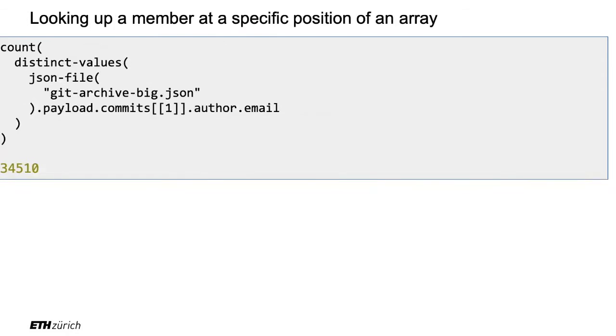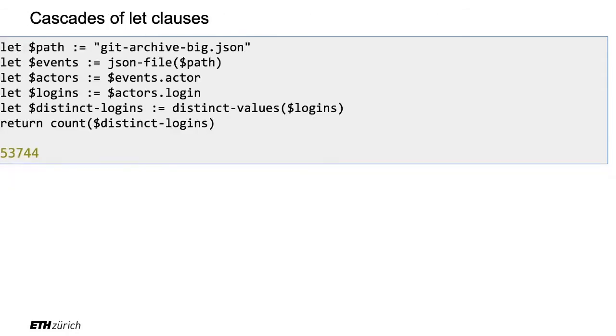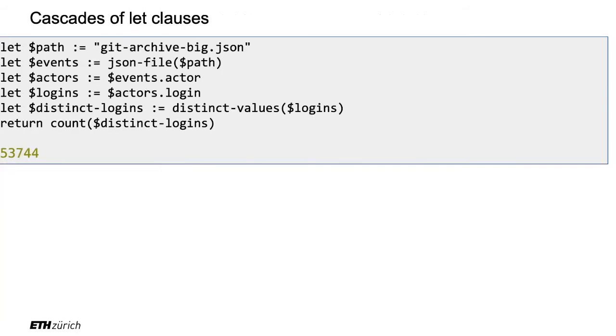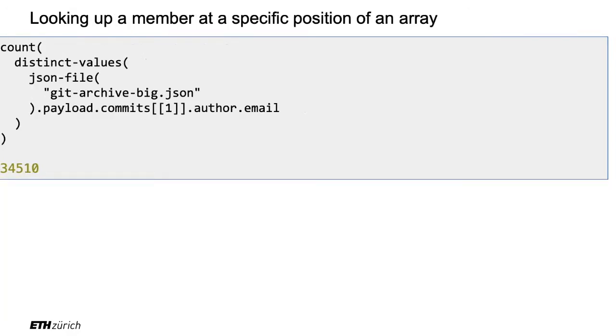We can rewrite this exactly the same thing with a chain of let clauses. Let the path be git archive big JSON. Let events be JSON file of the path. Let actors be events.actor. Let logins be actors.login. Let distinct logins be distinct values of logins, and return the count of distinct logins. This is not, what did I do? Probably didn't take the same queries. Well, let's use your imagination.